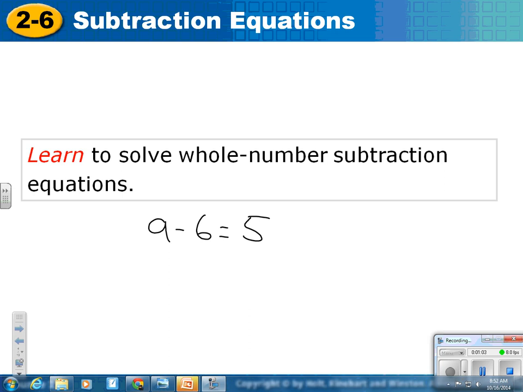Figure out what's happening to the variable and do the complete opposite. That's rule number 1. What's rule number 2? Do it to both sides. So what is happening to the letter A in this situation? It's being subtracted by 6. Okay, so we figured out what is happening to the variable. What is the exact opposite of minus 6? Plus 6. Plus 6 here.